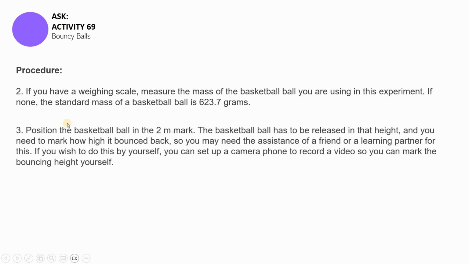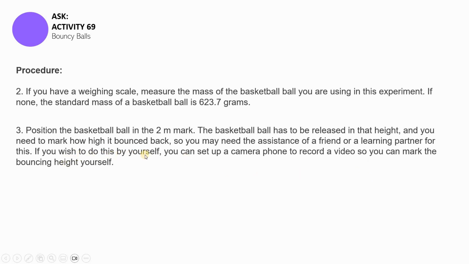Okay? Now, position the ball in the 2-meter mark. I-position mo siya. Kumbaga yung sa may bandang baba ng ball, hindi siya nakagitna ha, bale. If the ball has its whole circumference, like if it's 2-dimensional, kailangan yung parang tip niya, okay, sa may bandang baba, is touching the 2-meter mark. Okay? Okay, now the basketball ball has to be released in that height, and you need to mark how high it bounces back. So you may need the assistance of a friend or a learning partner for this.